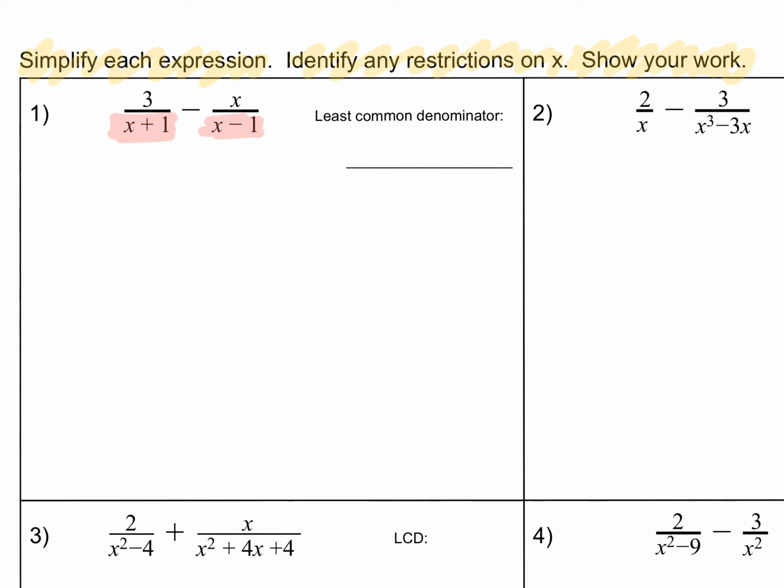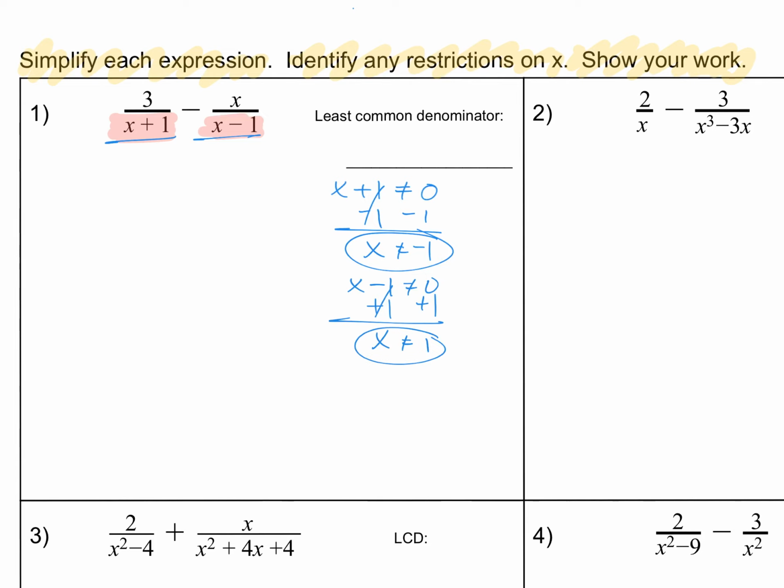Step 2 is to identify any restrictions. So I'm going to go ahead and take my denominators. And the restrictions are when the denominators equal 0. It can't equal 0. So if I solve this, I'm going to see that x cannot equal -1, so that's one restriction I'm going to have to include. And then for my second denominator, it also cannot equal 0. And if I solve for x here, I get that x cannot equal 1. So there are two restrictions here.